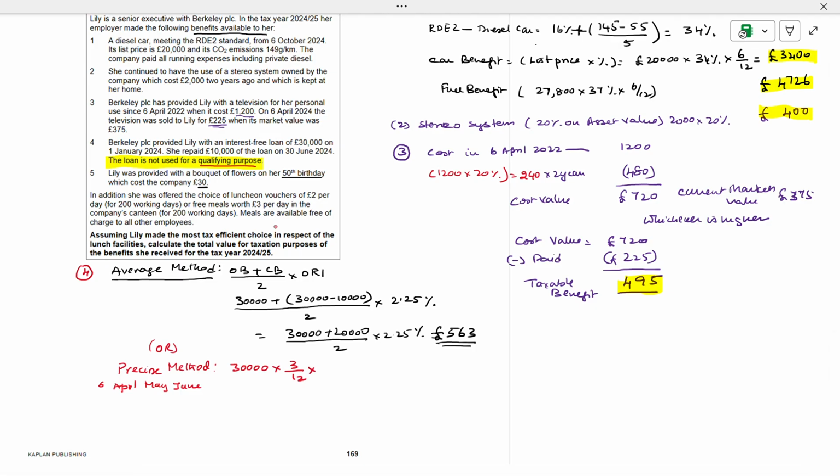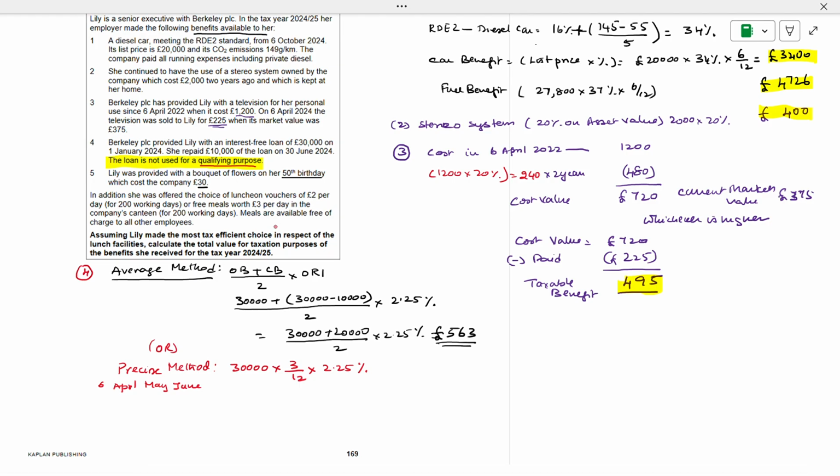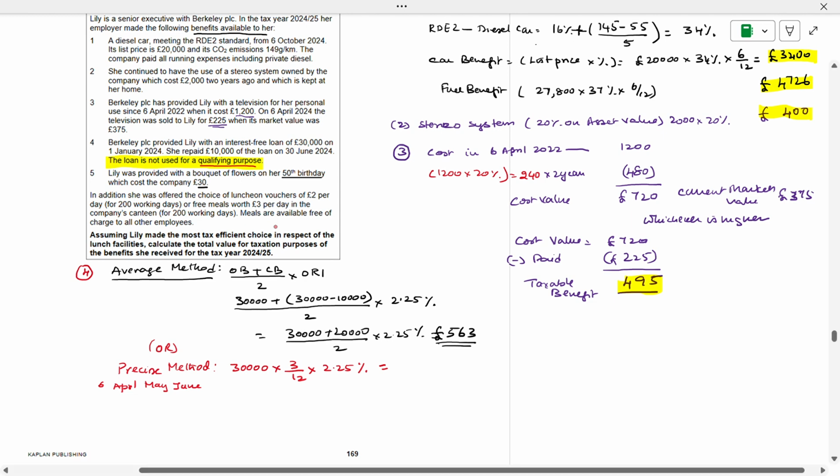What is the rate of interest? The official rate of interest is 2.25. Are you clear about this? Yes, sir. Okay, see, don't get confused. We have taken April, May, June. How much do we get? One sixty nine. This is for 3 months.